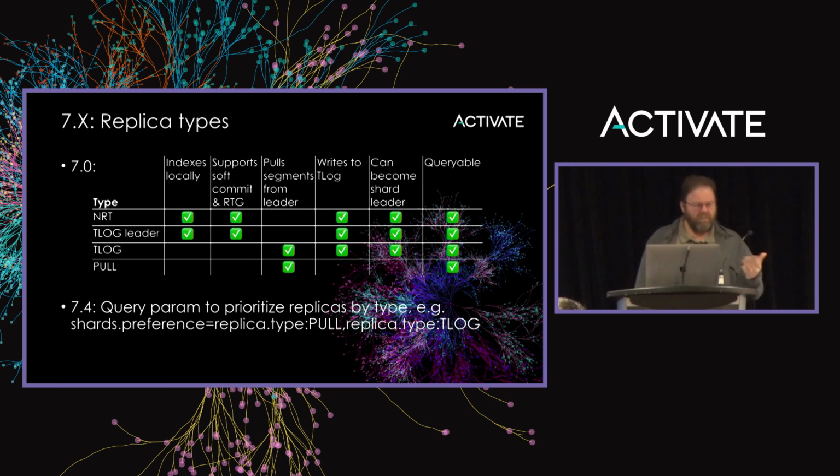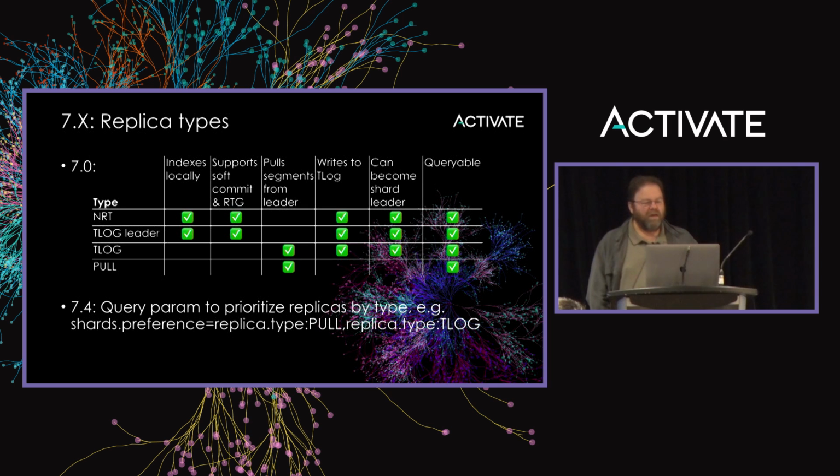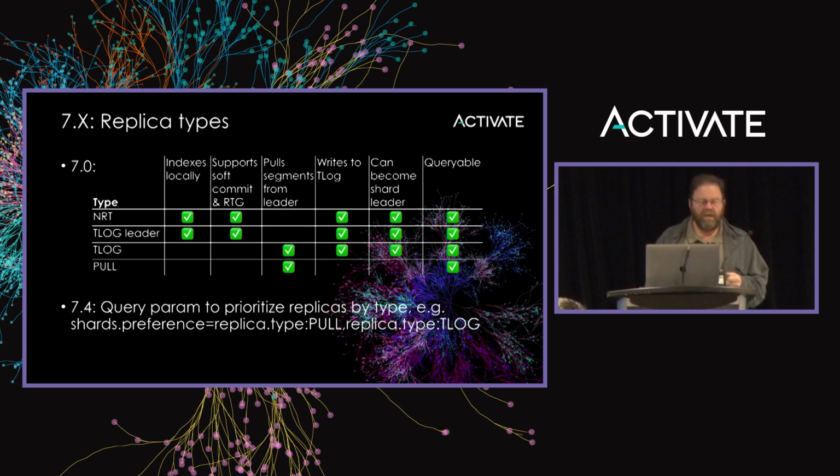NRT, the standard and the default still, replica type, indexes locally, supports soft commits and real-time get, that is the near real-time functionality. It does not pull segments from the leader, instead writes to a local transaction log and can become leader, and of course all these types are queryable.